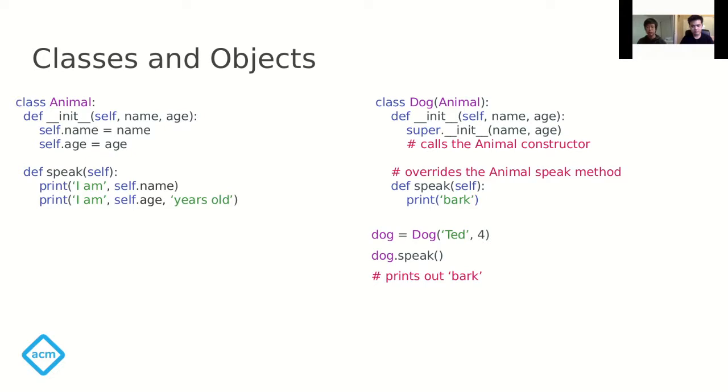Here we have our dog class, which extends the animal class. So treat dog as a subclass of animal. Because it's a subclass of animal, we can call the super constructor, which means that here, the init method will call the animal init method. So we just pass in a name and age as usual, and then it'll create a dog object. Here we have another speak method, which actually overrides the animal speak method. So instead of printing I am name and I am age years old, it'll actually just print out bark. As an example, here we create a new dog called Ted with an age of 4. And then when we print out speak, instead of printing I am Ted and I am 4 years old, it'll print out bark.